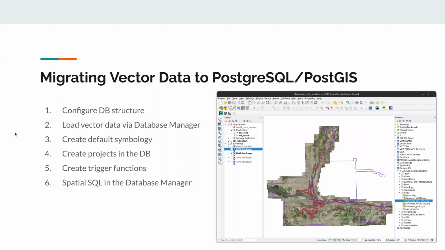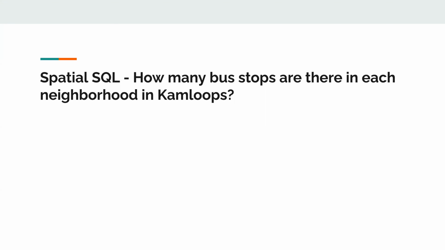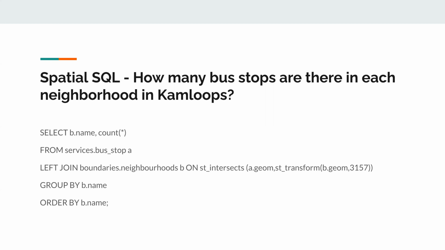Okay. The other nice thing is spatial SQL in the database manager. I mentioned this already, but if you're going to ask a question like how many bus stops are there in each neighborhood in Kamloops, you can do this quite easily. You could run this with QGIS tools or whatever, but you can run this within SQL quite easily. It's a fairly simple spatial join between your neighborhoods and the point layer, which is your bus stop layer.